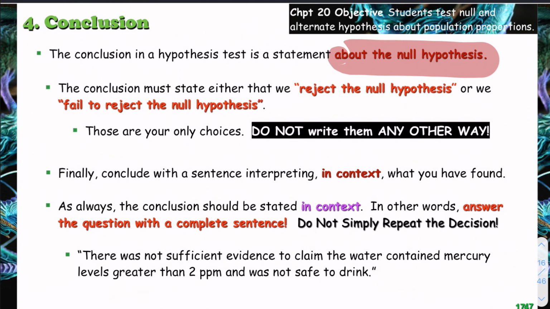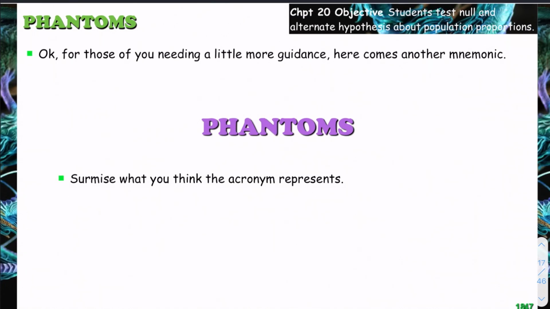Finally, we conclude with a sentence interpreting in context what you have found. As always, the conclusion should be stated in context. In other words, answer the question with a complete sentence. Do not simply repeat the decision. So you say, we're going to reject or fail to reject the null, and then what does that mean in context? There was not sufficient evidence to claim the water contained mercury levels greater than 2 parts per million and was not safe to drink. That is a sentence that wraps up what your conclusion is.